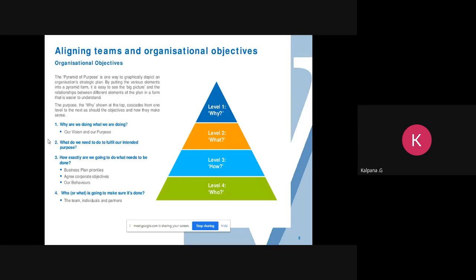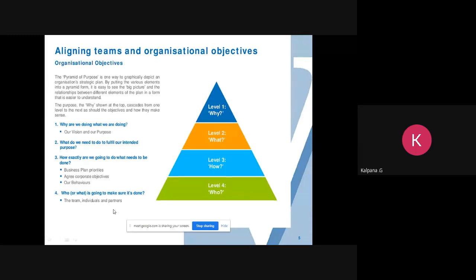The second level is what. What do we need to fulfill the intended purpose? The intended purpose is nothing but the vision and mission here. So what do we need? It is all about the resources. The third level is how. How exactly are we going to do what needs to be done? Here it is all about the business plan priorities, agreed corporate objectives, the different teams that are involved, different team objectives and their workload. And the fourth is about who. Who is going to make sure it is done? The team, individuals, and the partners.